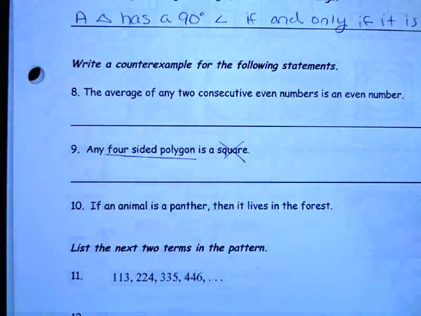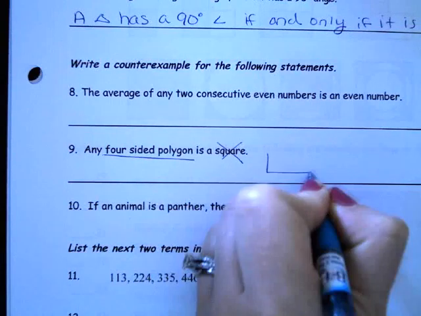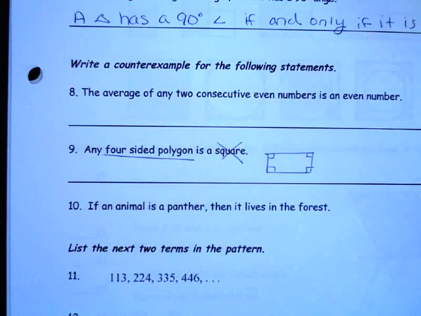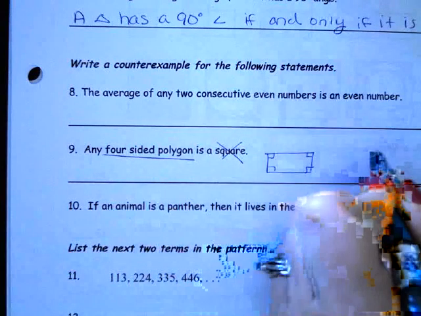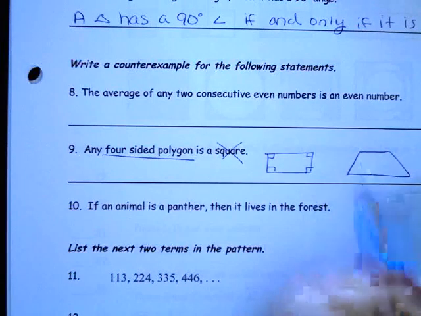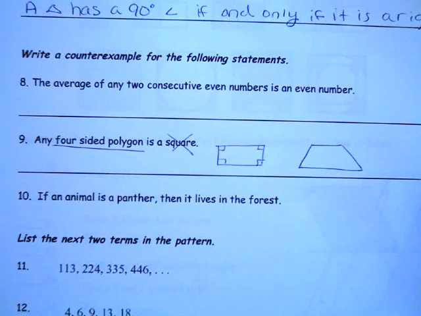Other four-sided shapes that are not squares, you could have a rectangle. That would be a great counterexample. Or another four-sided polygon is a trapezoid. A trapezoid has 4 sides, but it's still not a square. So either one of those is a good counterexample for that statement.